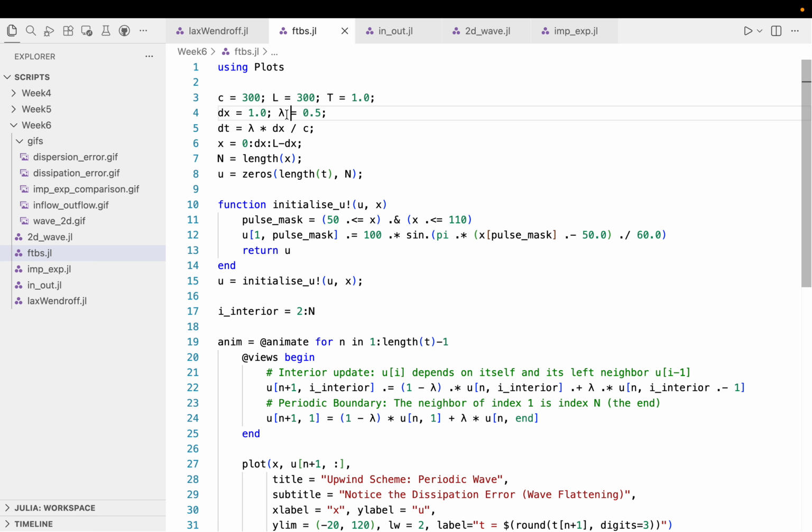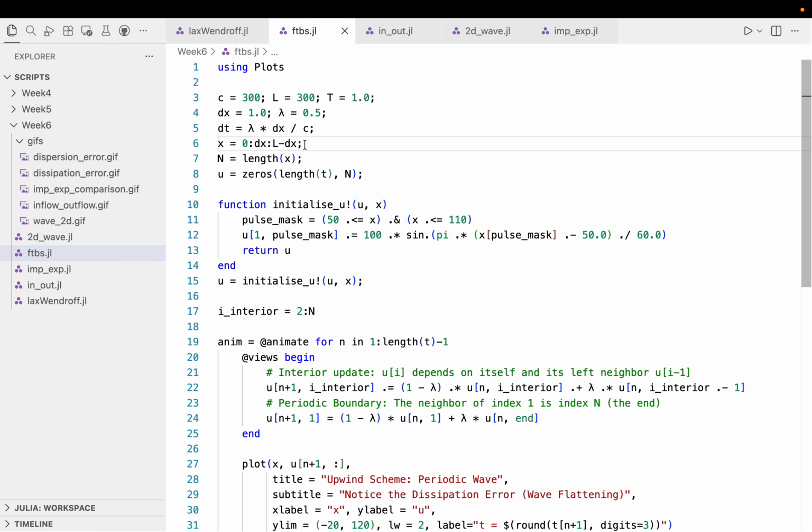Lambda is our stability criterion. It has to be less than 1. I've taken 0.5. So this is basically the Courant number that we talked about previously. From this Courant number, we will calculate the delta t so that the solution is stable. So lambda is c delta t by delta x. So delta t is lambda times delta x by c.